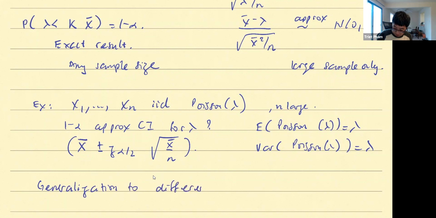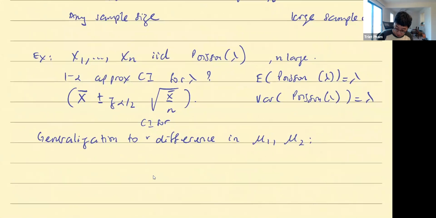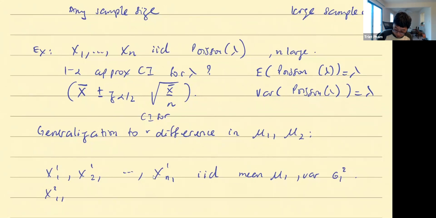But so you can also generalize it to a difference. So confidence interval, like this. So if you have x1, you have 2 samples, but now you don't assume a normal distribution. IID mean mu1, variance sigma 1 squared. And same thing for the second one.